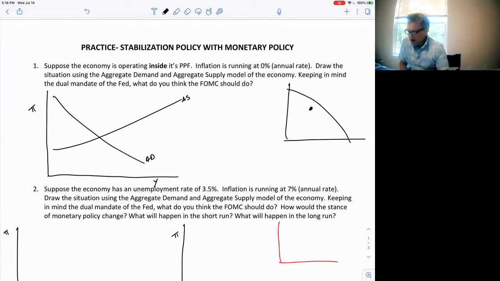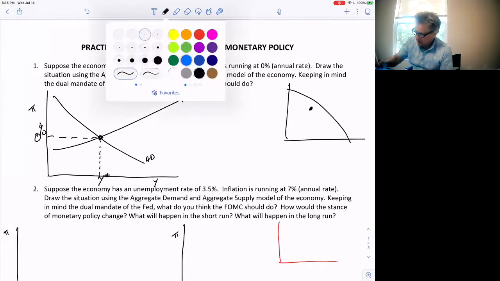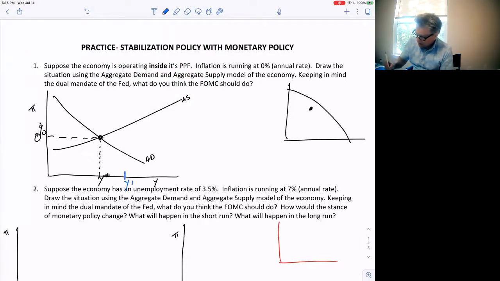So draw the situation using the aggregate demand, aggregate supply curve. We've got an aggregate demand, aggregate supply curve, and the intersection here has to be at 0% inflation and an output that is less than potential. So potential has got to be somewhere to the right here. Keep in mind the dual mandate of the Fed, which is stable prices and full employment. What do you think the Federal Open Market Committee hopes to do?